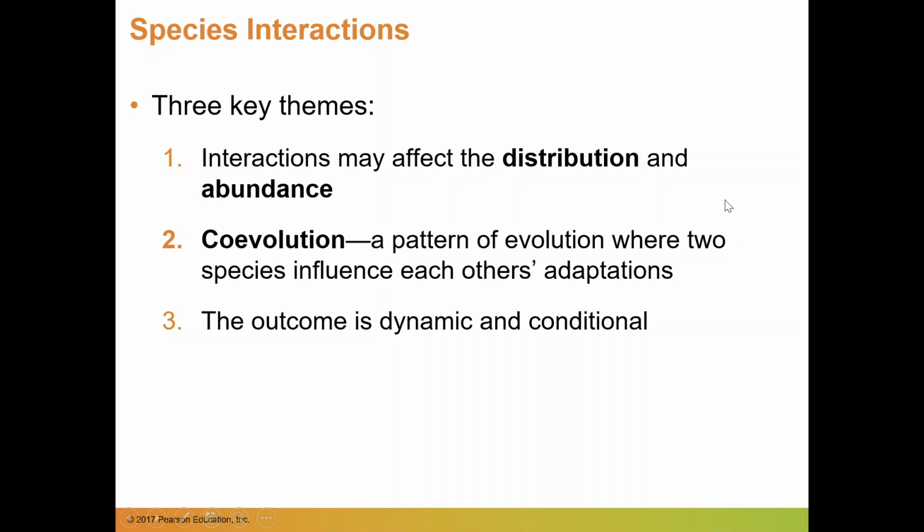All right. When species interact, interactions affect the distribution and abundance of organisms. We've talked about this a lot already with ecology. Where do species live? How do you choose where to live? Also, coevolution. We talked about that with invasive species. It's a pattern of evolution where two species influence each other's adaptations. The outcome is dynamic and conditional based on environment and how much certain interactions influence their fitness.